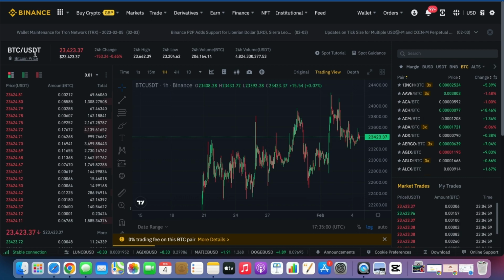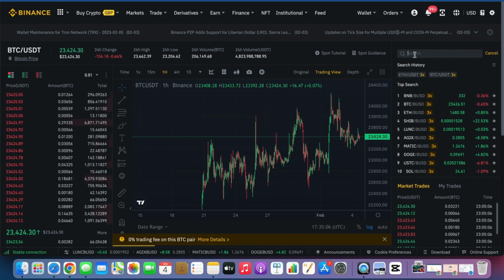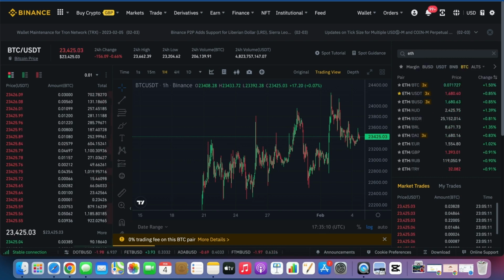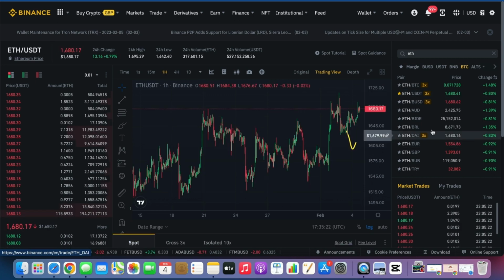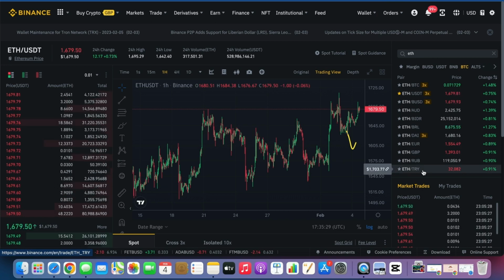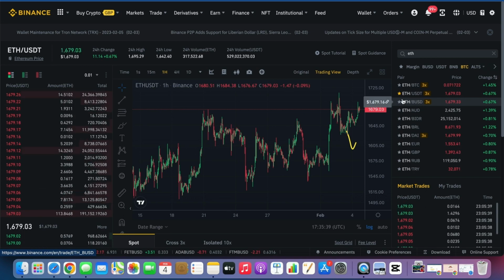You can change the currency pair in the search bar. If you want to trade Ethereum, you can type Ethereum and select Ethereum by USDT. And here you can see all the pairs relevant to Ethereum, and you can select any one, but basically we are going to trade Ethereum for USDT or Ethereum for BUSD. BUSD means Binance USD, Binance's own version of US dollars, right?